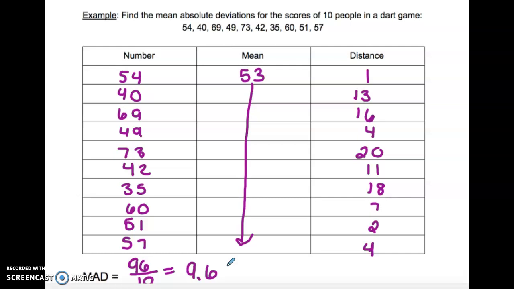So what this means is, on average, the data values are 9.6 away from the mean.